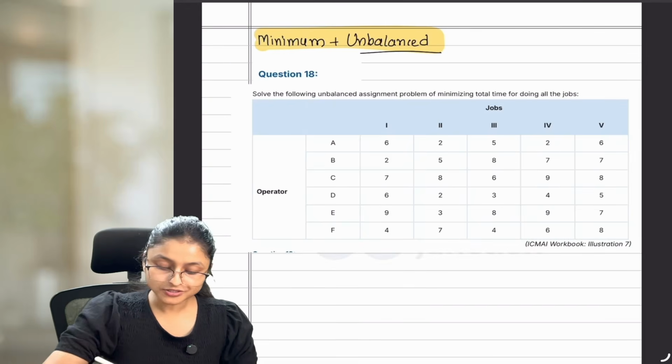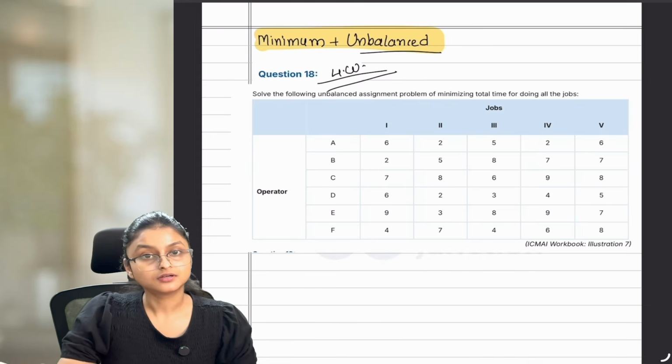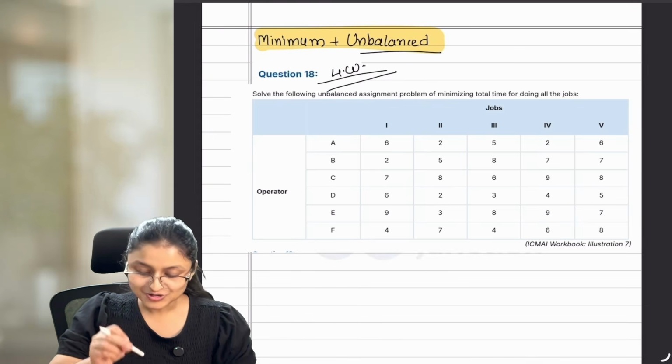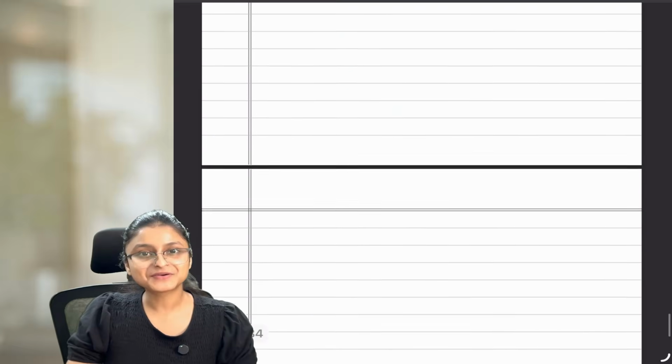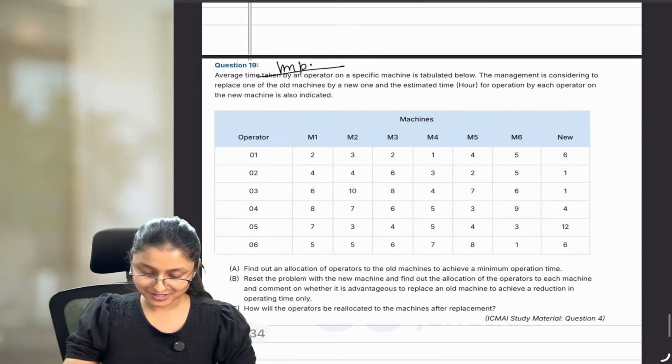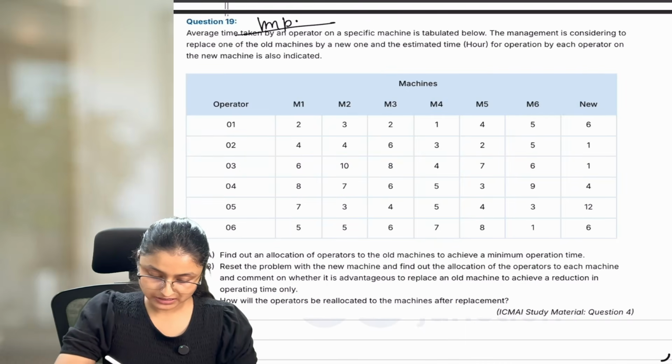Ma'am, we have not solved any question of unbalanced situation and we don't know how to solve this. Then also it is going to be your homework. You have to solve this by yourself, because the next question is what we are going to solve. And that is also related to unbalanced situation. And this is important. Let's understand what it says.